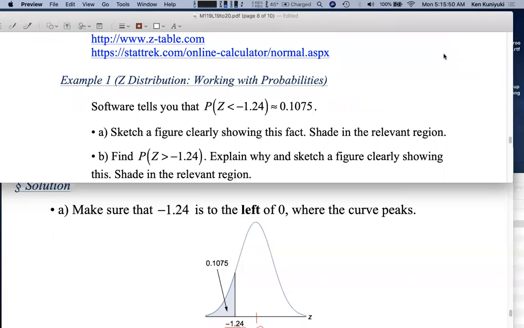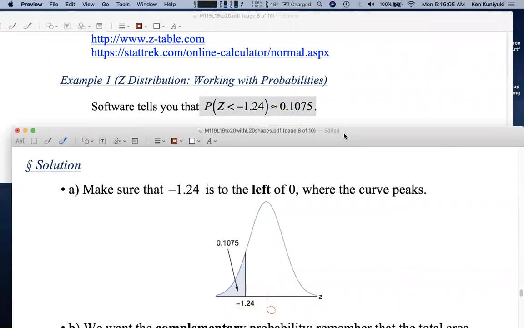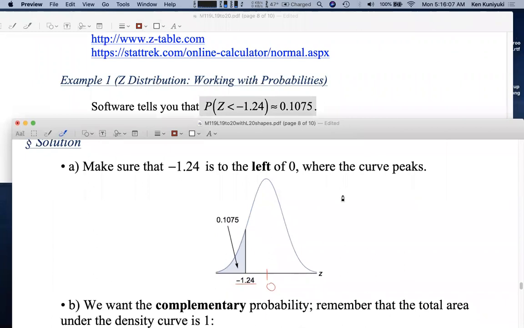Hi everyone, we're continuing with lesson 20 on the standard normal distribution. So last time we talked about this key hint here: the probability that a standard normal z is less than negative 1.24 is about 0.1075. And here was a nice picture illustrating that fact.